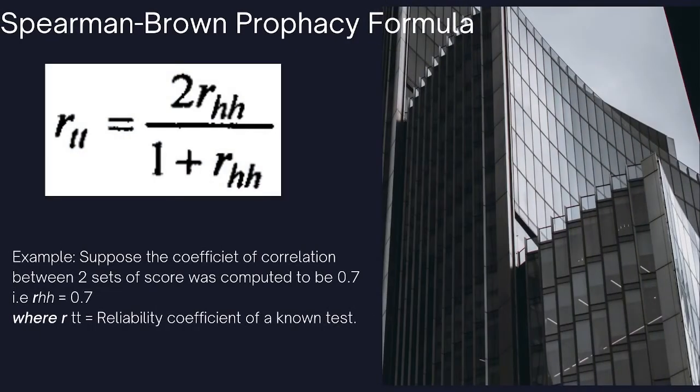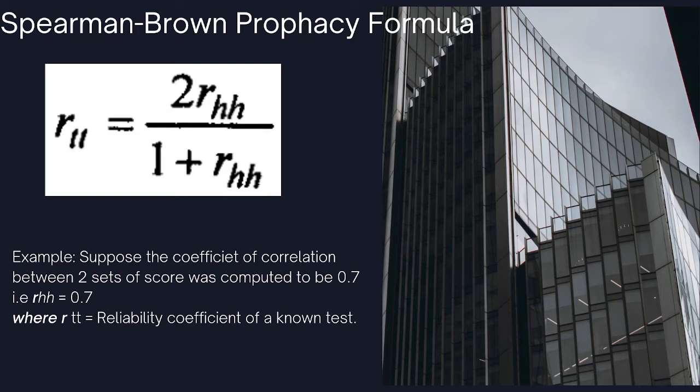You can get the score, and you can follow a formula like the Spearman-Brown prophecy formula, where the formula is rTT = 2rHS divided by 1 + rHS. I'm giving you one example. Say for instance, by splitting the test you get two tests, and you give those two tests to two groups, and you find the correlation coefficient of the two test scores is 0.7. Then rHS is equal to 0.7, and here rTT is the reliability coefficient of the test.